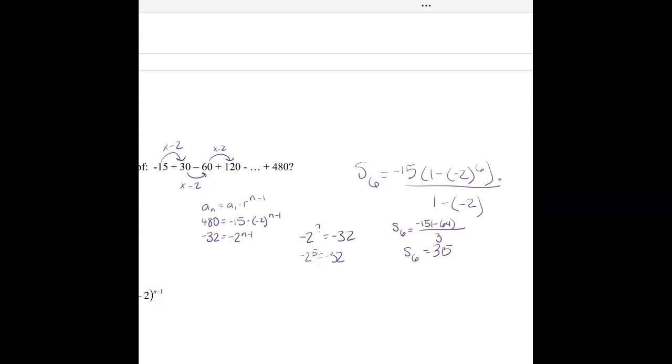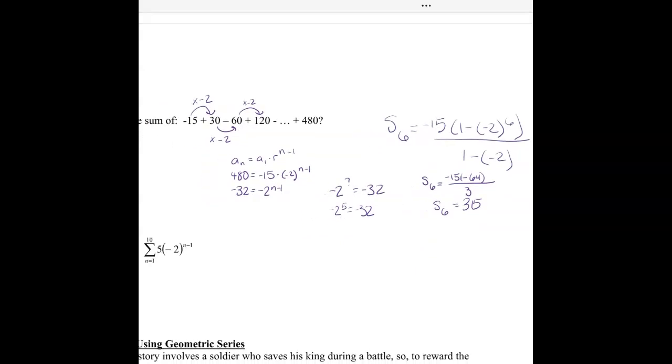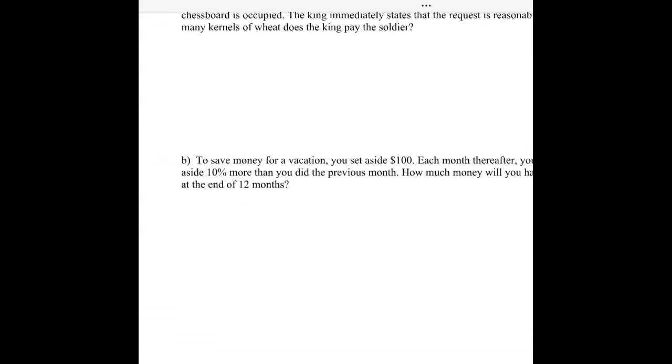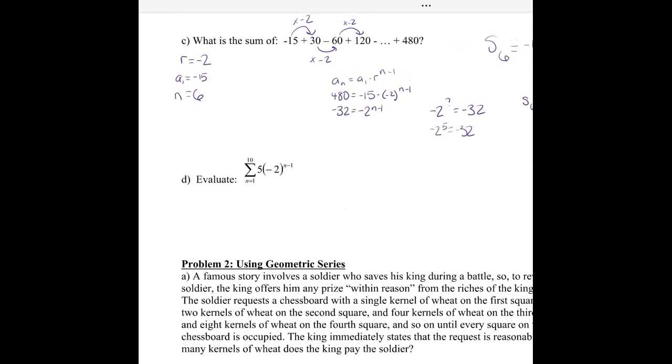And that does kind of make sense because remember it's going negative, positive, negative, positive, negative, positive. So really the net by the time we get to 480 is we've gained 315. That's about it. Alright, and then I believe we have 3 more questions. So it says evaluate the summation notation. So again, we need r, we need a sub 1, and we need n.